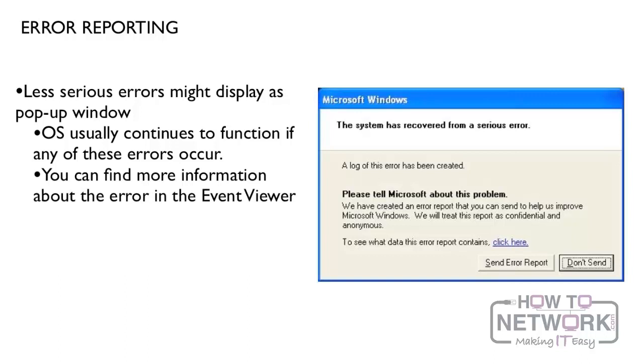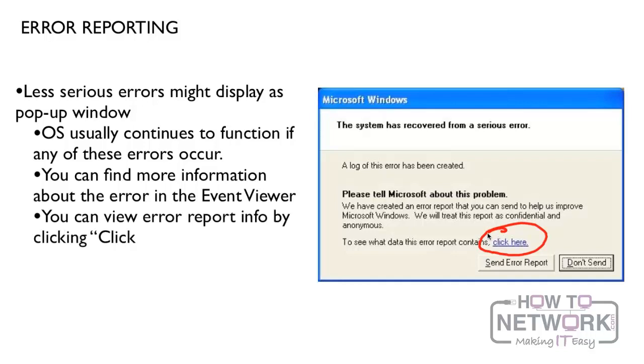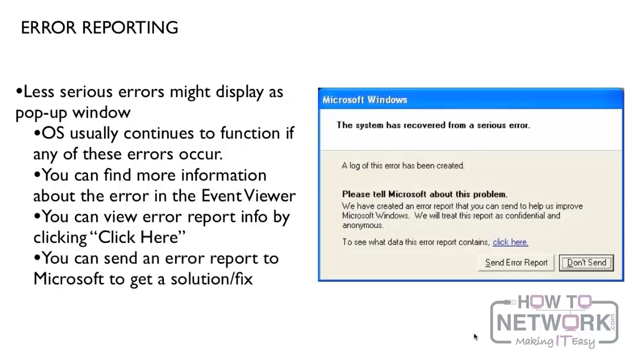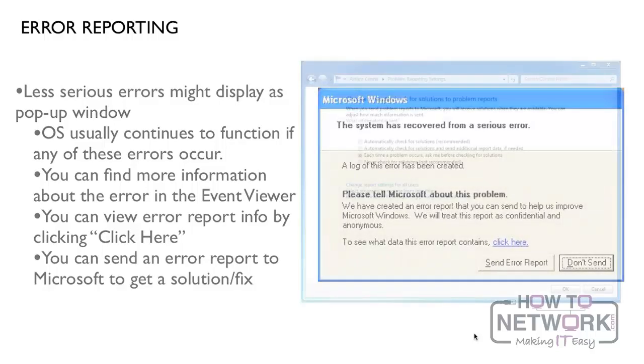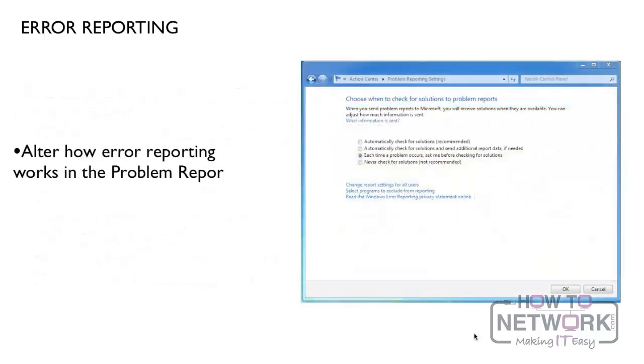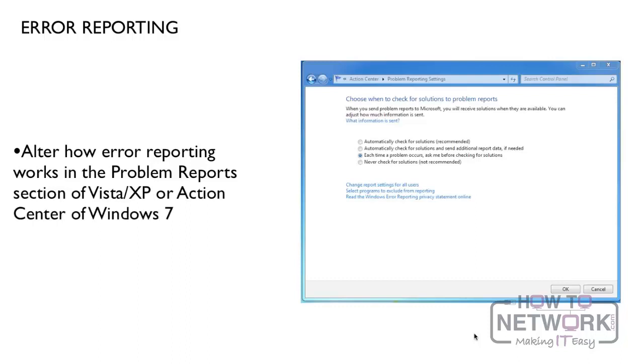You can also find out more information in the event viewer about it, and you can have it search the internet by clicking that Click here button. That'll take you out to the internet and give you some more information, if there is any, in the Microsoft Knowledge Base. It doesn't always work, but sometimes it's worth checking. You can also send that error report to Microsoft, as I mentioned, and sometimes they'll be able to give you a fix, but more than likely this is to help Microsoft make their product better. You can alter how error reporting works, either by going to the Problem Reports section of Vista or XP, or in Windows 7 going to the Action Center and choosing the Problem Reporting settings.